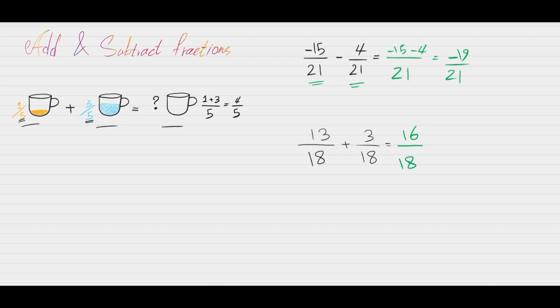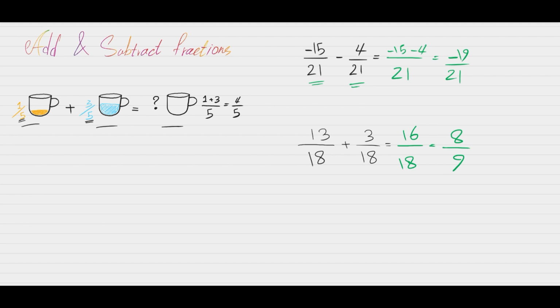You notice anything about the top and bottom numbers here? 16 and 18 are both even. So this means this fraction can be simplified and we can divide the top and bottom by 2. So 16 divided by 2 is 8 and 18 divided by 2 is 9. And now 8 and 9 don't share any common factors besides 1. So this fraction is officially simplified, and we know that we are done.